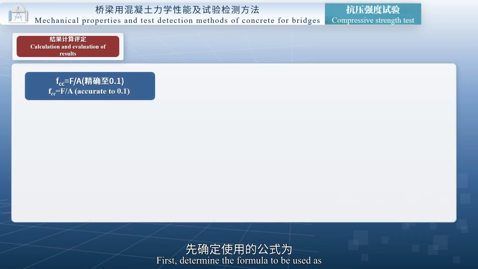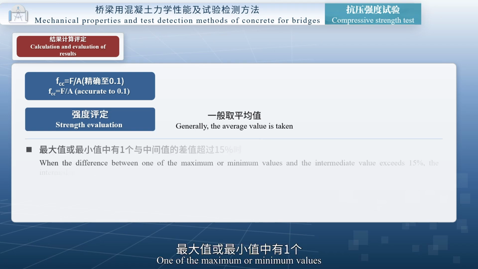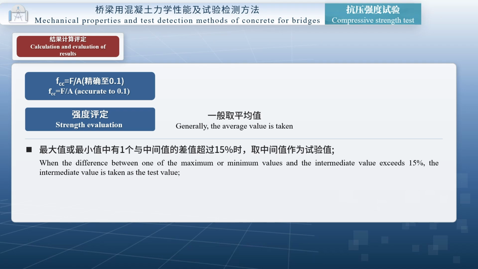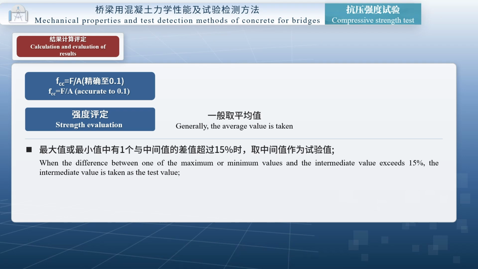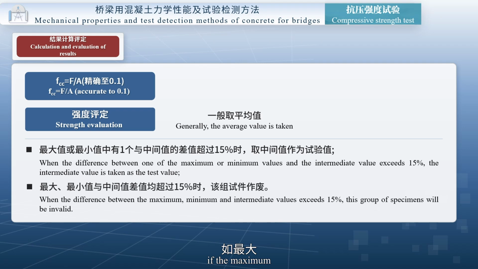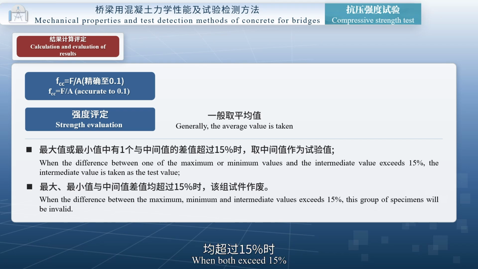Calculation and evaluation of results. First, determine the formula to be used: fcc equals F/A, accurate to 0.1. Second, strength evaluation. Generally, the average value is taken. If one of the maximum or minimum values differs from the intermediate value by more than 15%, take the intermediate value as the test value. If the differences of both the maximum and minimum values from the intermediate value exceed 15%, this group of specimens is invalid.